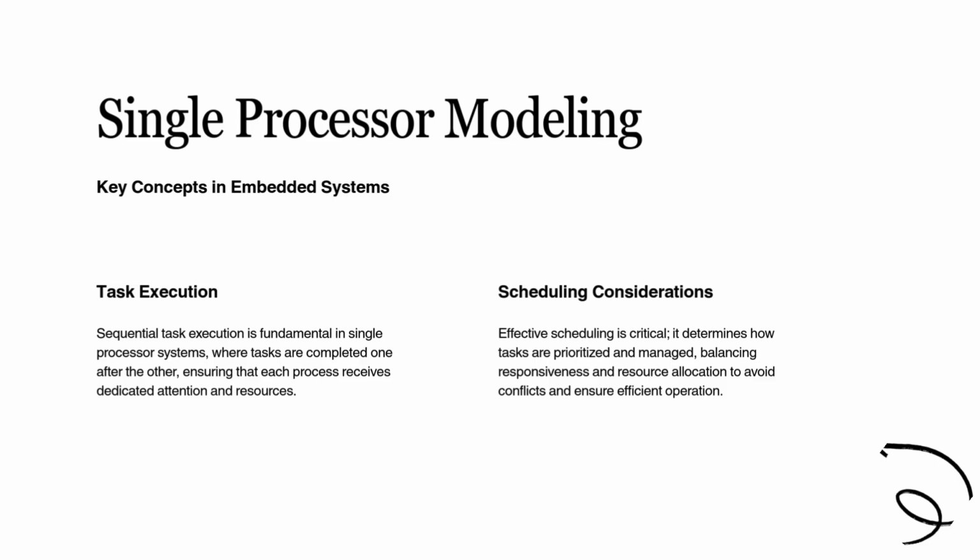Next, we have scheduling considerations. Effective scheduling is essential as it dictates task prioritization and management. This balances how responsive the system is with how resources are allocated, avoiding potential conflicts and ensuring smooth operation.